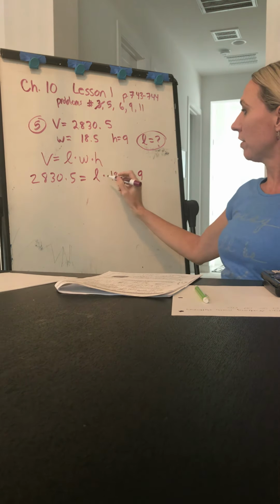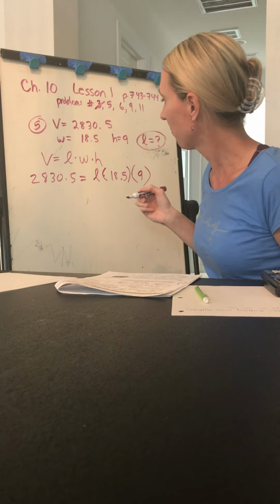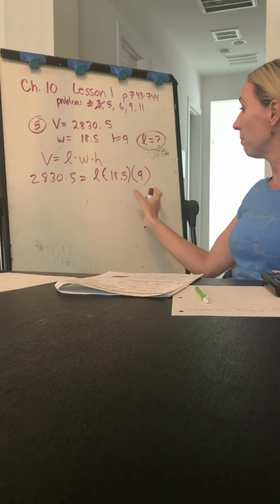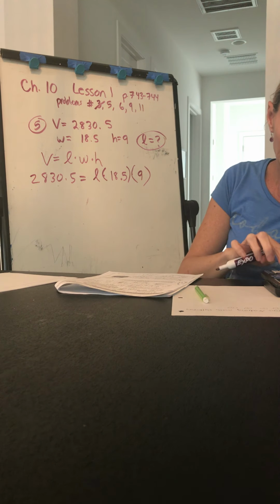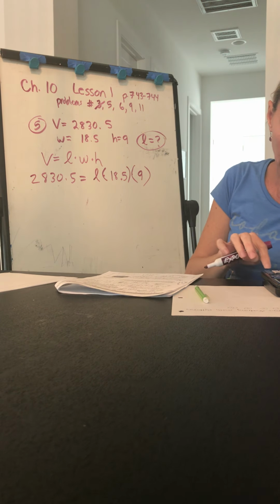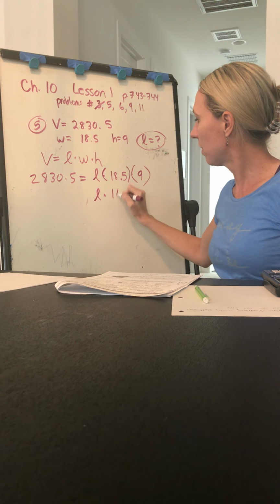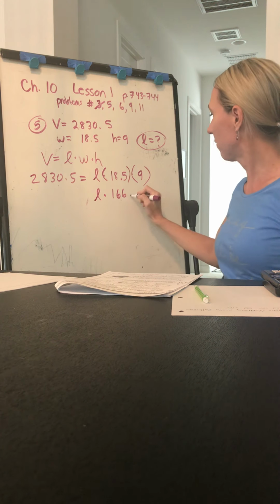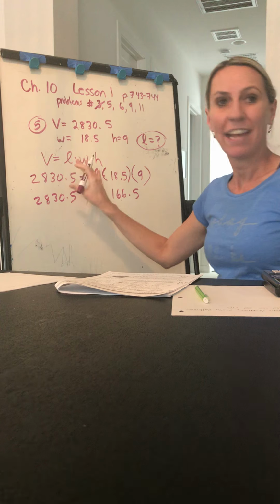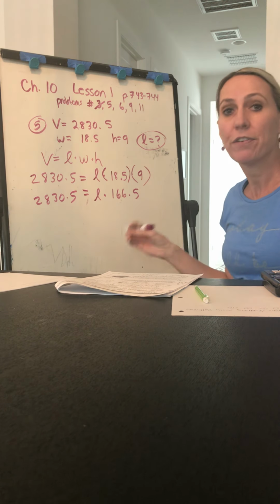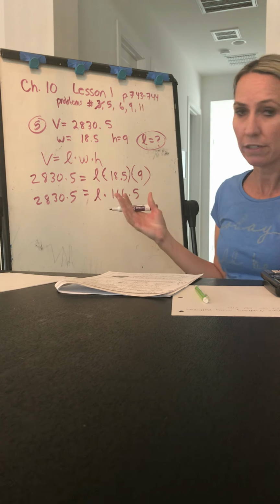Okay? And you can also use parentheses instead of the dot for multiplication. That works too. So what you're going to do first is simplify this side of the equation. So I'm going to do 18.5 times 9. I'm going to put that in my calculator, and I get 166.5, so I still have this L times 166.5. And the rule of thumb is if you're given decimals, answer in decimals. If you're given fractions, then your final answer should be in a fraction. But if you're given a decimal, you can switch it to that form.